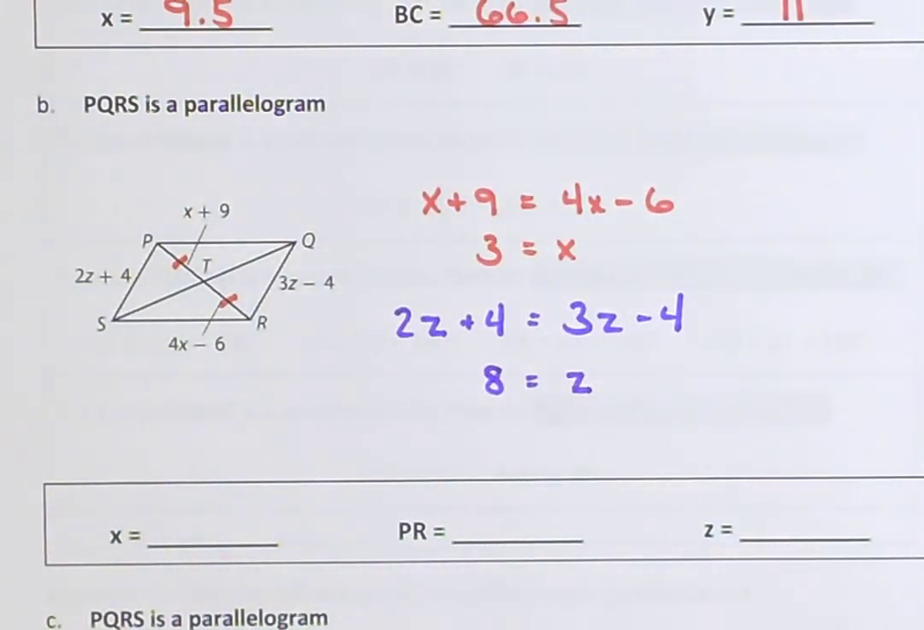So that's how you would approach B. Diagonals bisect each other, so those individual parts are going to be equal to each other, PT and TR. And then opposite sides are equal, so that's how I can set the 2z plus 4 equals the 3z minus 4. Now, if you were trying to figure out PR and QR for the different individual parts, you would plug those back into the respective expression for x and z to then go through and figure out those measures.